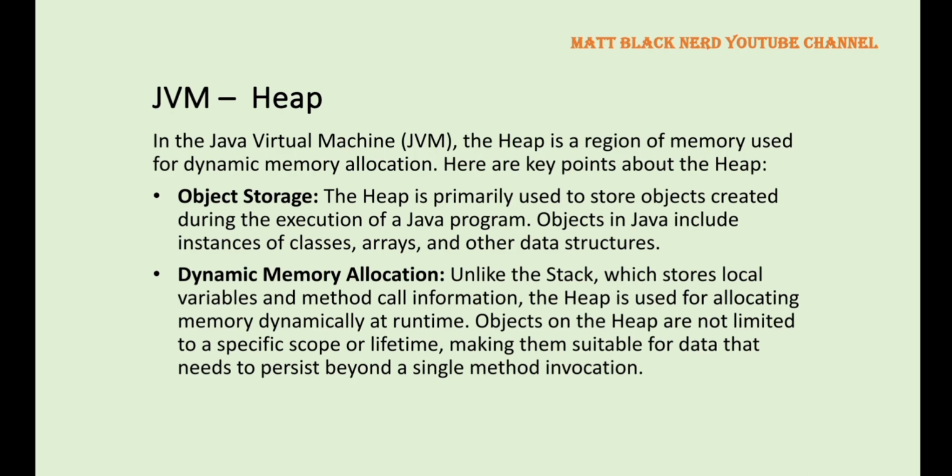Dynamic memory allocation. Unlike the stack, which stores local variables and method call information, the heap is used for allocating memory dynamically at runtime. Objects on the heap are not limited to a specific scope or lifetime, making them suitable for data that needs to persist beyond a single method invocation.